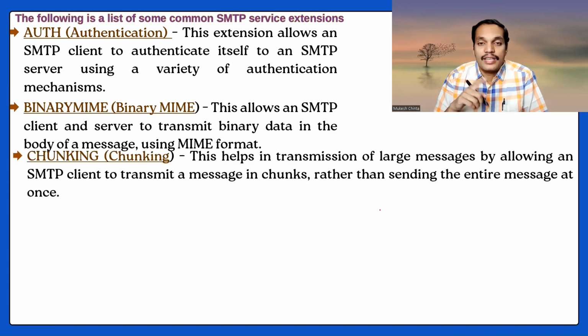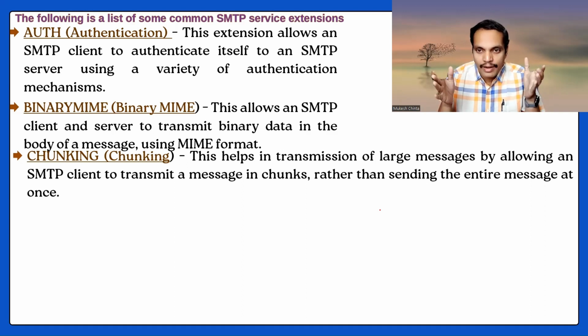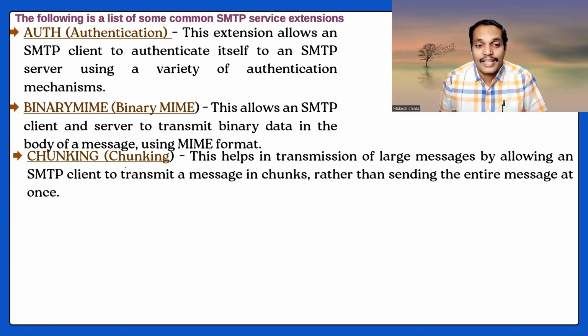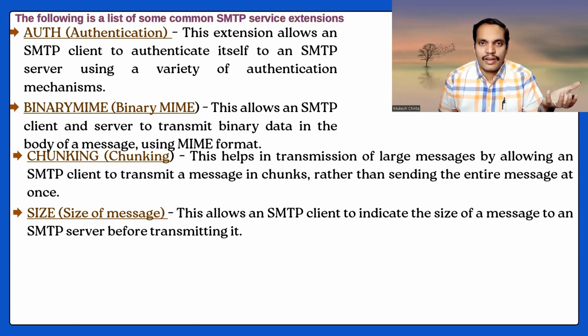The third one is chunking. Chunking means if you have a large message, you can break it up into chunks and transmit the chunks individually rather than trying to transmit this large message at a single time. That is what we call chunking. Next comes SIZE. This allows the SMTP client to indicate the size of a message to a server before even transmitting it. What is the purpose and the use for this? The server, based on the size of the email, can then decide whether to accept it or reject it.